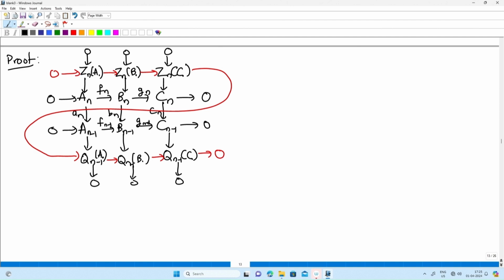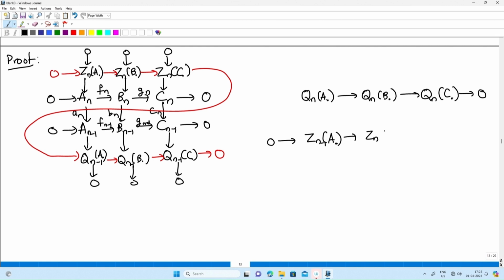So let me draw the other diagram now. Here we are going to get Qn, let's say. So Qn A dot, Qn B dot, Qn C dot, and this 0 is going to be useful for us, and at the same time we need Zn minus 1 A dot, Zn minus 1 B dot, and Zn minus 1 C dot. And vertically we will have maps.